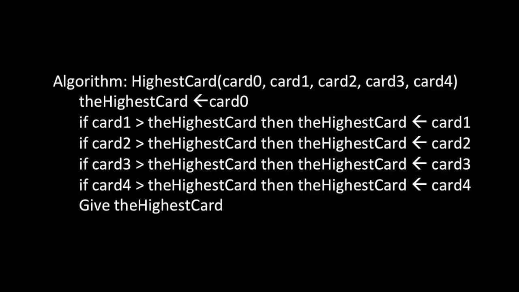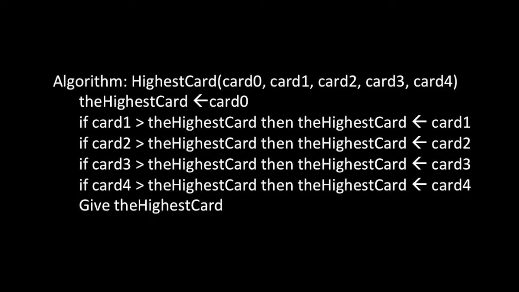Well, let's work toward an algorithm called highest card, which takes 5 cards as arguments, and I'm going to start with 0 again for numbering them, just like the arguments. So we'll have card 0, card 1 through card 4, 5 cards in all. And at the end of my algorithm, I'll want to return the highest card. Here's my pseudocode algorithm for doing that.